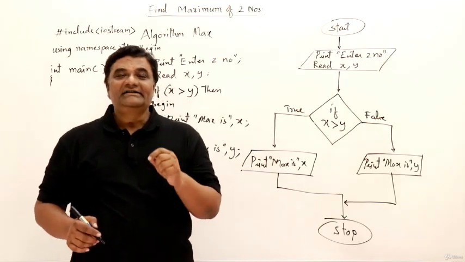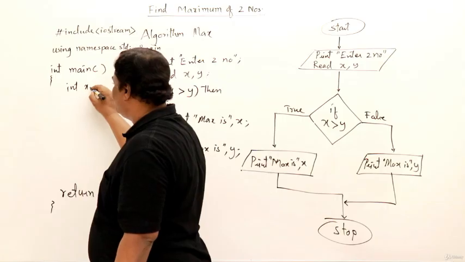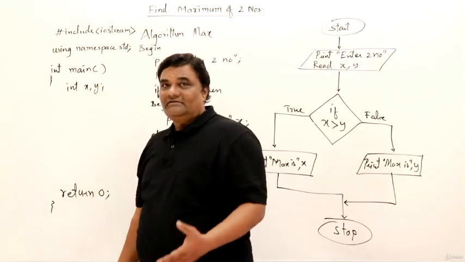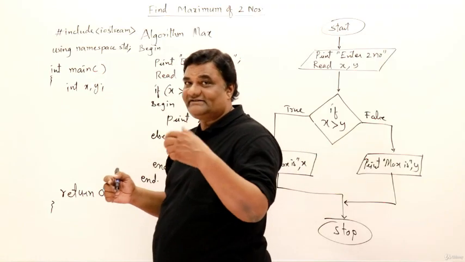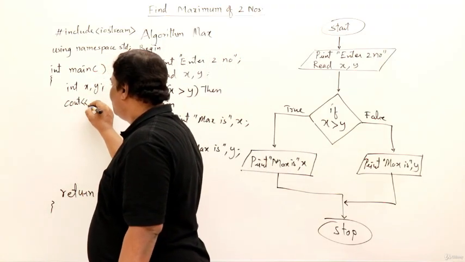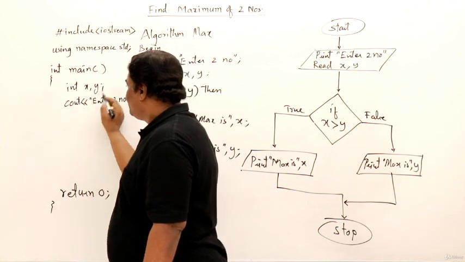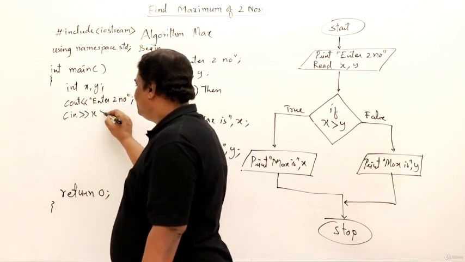So for this I need two variables. So first of all I will declare two variables, that is integer x and y. Then I should take two numbers. So for that I should give a message. So for print I should say cout. So cout, enter two numbers. The next, read two values, cin x and y.